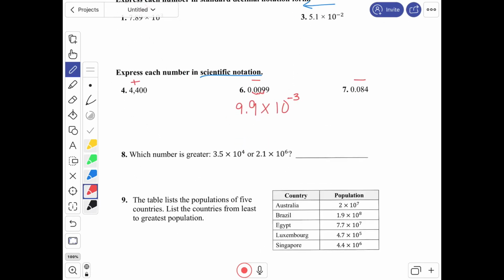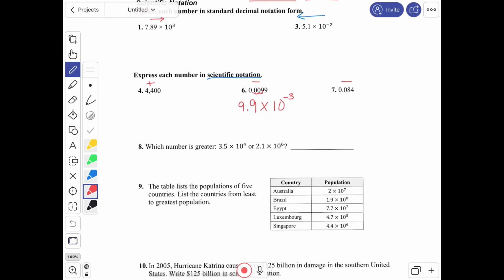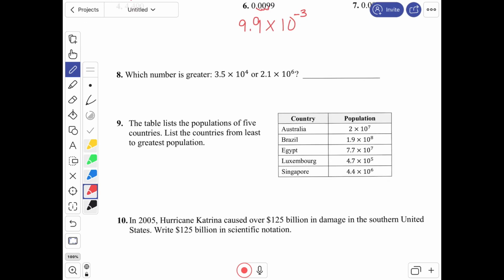Number 8. Which number is greater? 3.5 times 10 to the 4th power or 2.1 times 10 to the 6th power? Remember, the exponents tell you how many zeros they're going to get after the number. Think about it. Think about what that might mean.